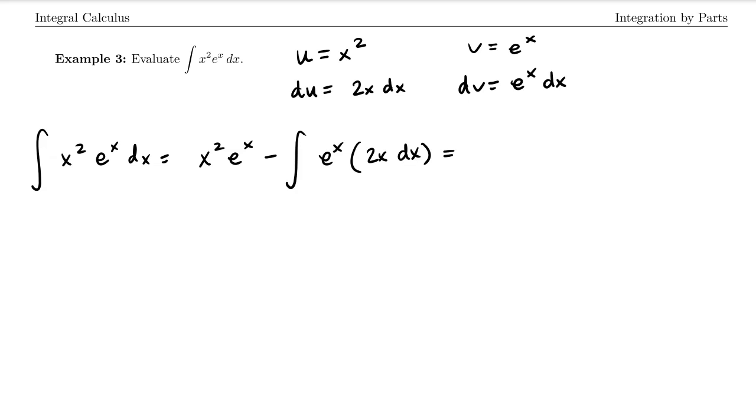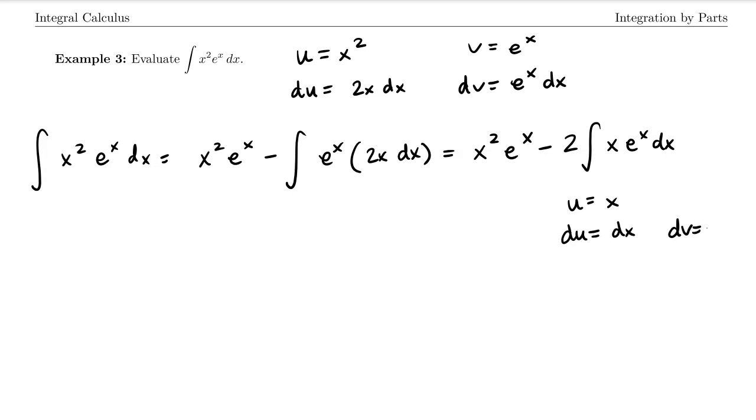I'm just going to go ahead and rewrite this, and I'm going to factor out the 2. On this integral, we're going to need to use integration by parts again, so I'm going to let u equal x, which means du would equal dx. dv, I'm going to have be e to the x dx, which gives us v equals e to the x.